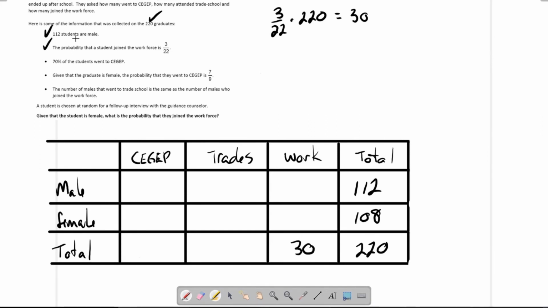Next piece of information says 70% of the students went to CEGEP. So 70% went to CEGEP. Again, that's helping us here with the total. So 70% is 0.7 times 220, and that's equal to 154.